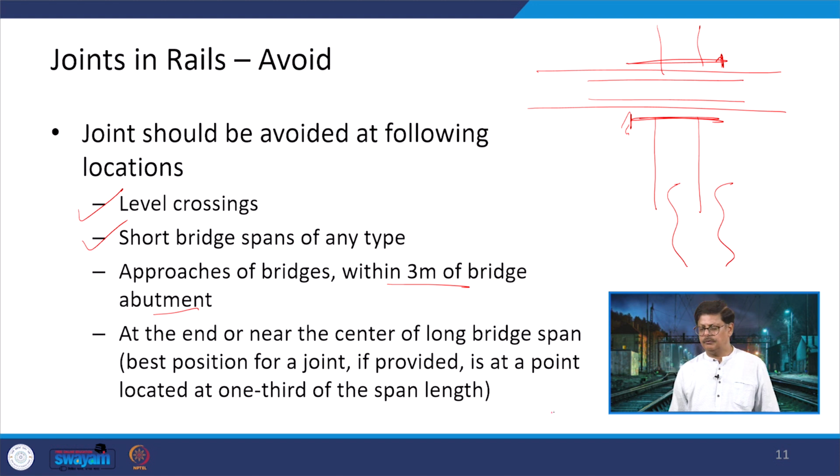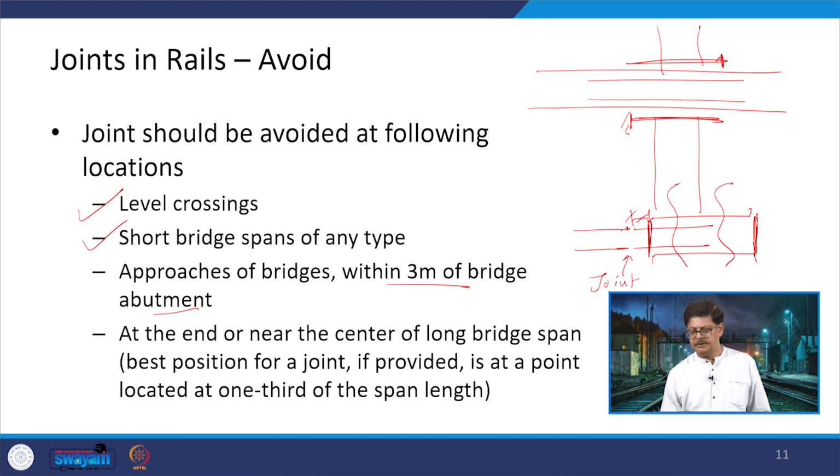a river and a bridge has been constructed here, so there is an abutment at this point or at this point. So, any joint which is being provided, say this is a rail, so the joint is provided here.